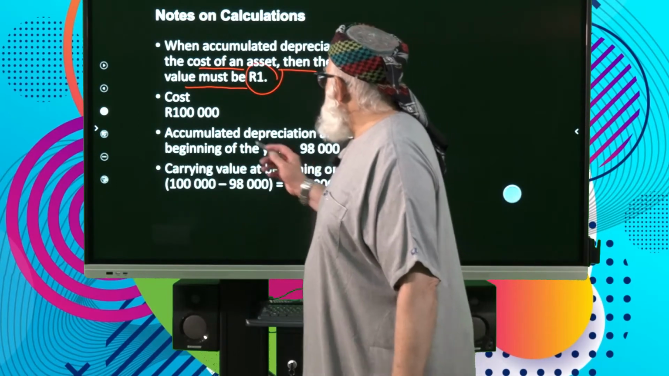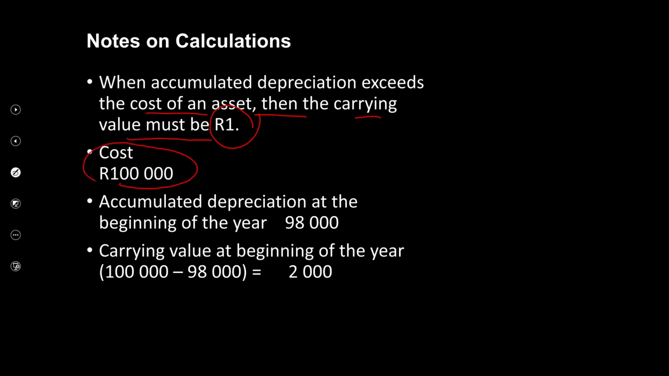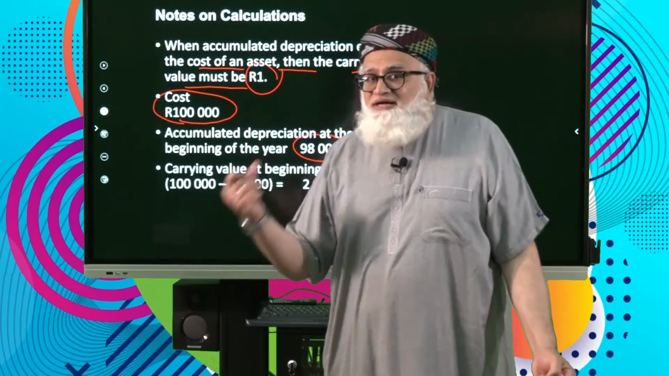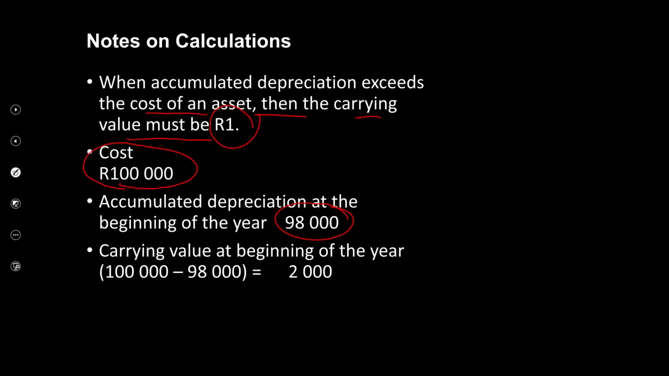If you have the cost of an asset at 100,000, the accumulated depreciation at the beginning of the year was 98,000. In other words, at the beginning of the financial year, the asset had a cost price of 100,000 and an accumulated depreciation of 98,000. Clearly, you can see that the carrying value at the beginning of the year is 2,000 Rand. How did we do that? Cost price minus the accumulated depreciation, obviously, is my carrying value at the beginning of the year.